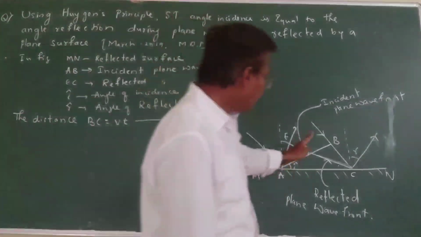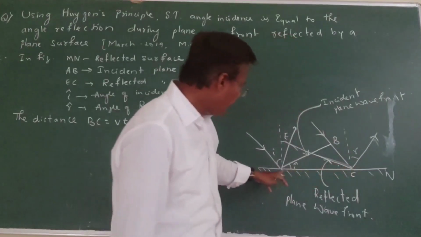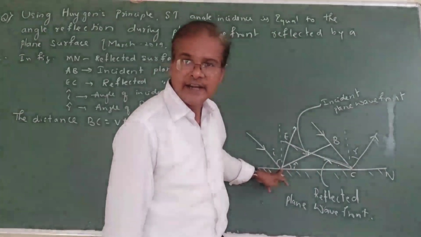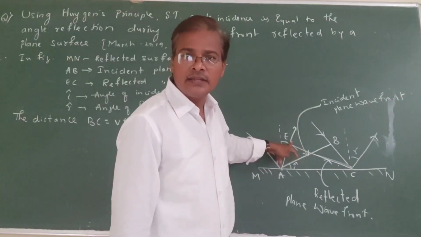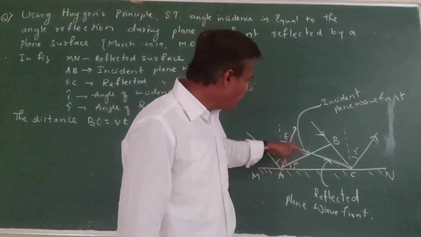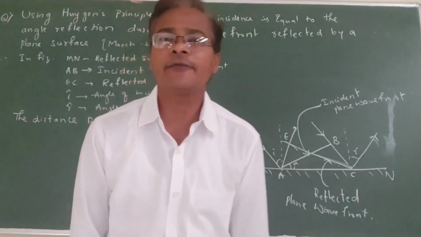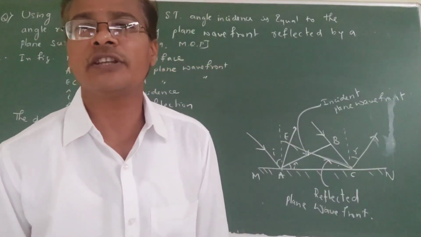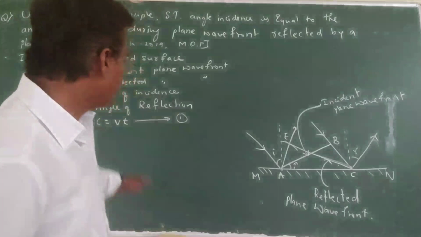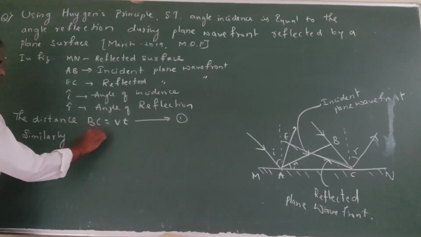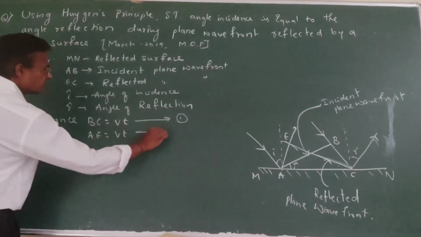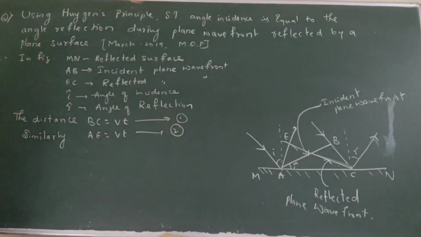Similarly, when it reaches this point, the reflected ray moves to E. The distance traveled from A to E is the reflected wavefront. This is the incident wavefront. Similarly, AE equals V into T. This is equation 2 we can write.